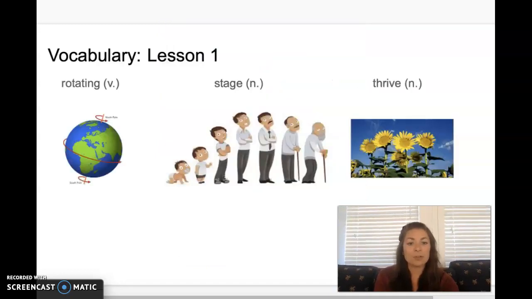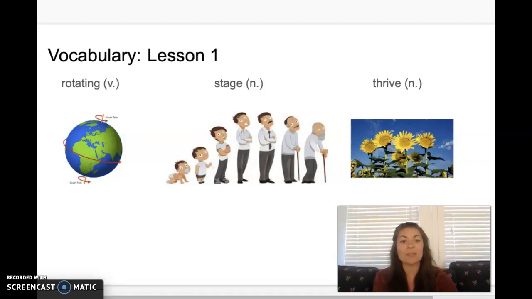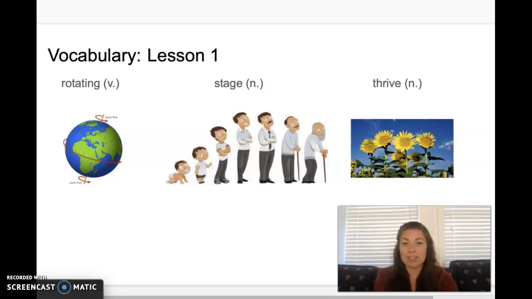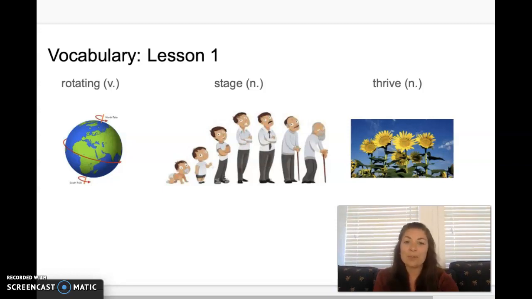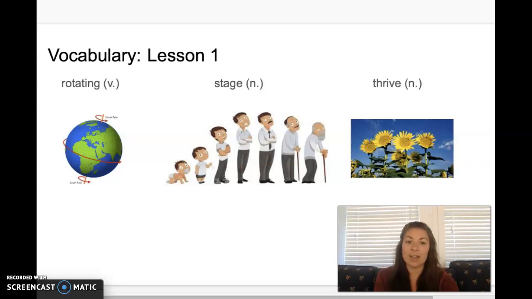Our first vocabulary word for today's story is the word rotating. Repeat after me. Rotating. Rotating means turning around a central point. Our next vocabulary word is the word stage. Say stage. Stage means a particular time in the growth of something. And our last vocabulary word is the word thrive. Say thrive. Thrive means to grow and to develop well.